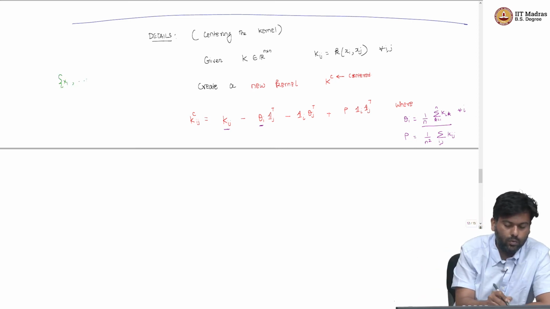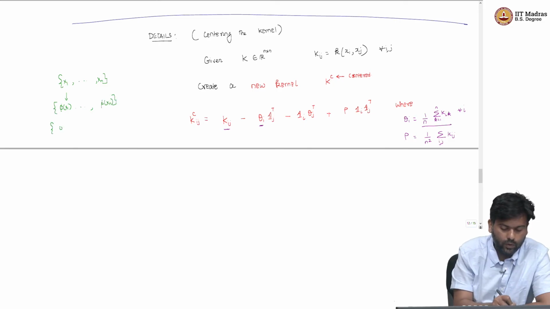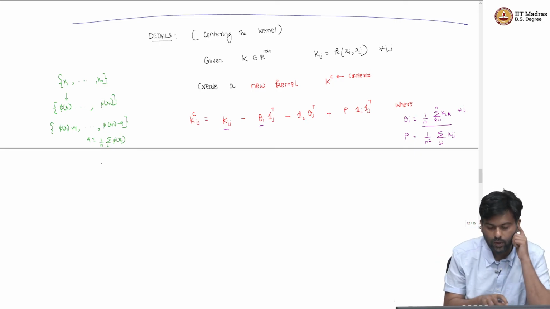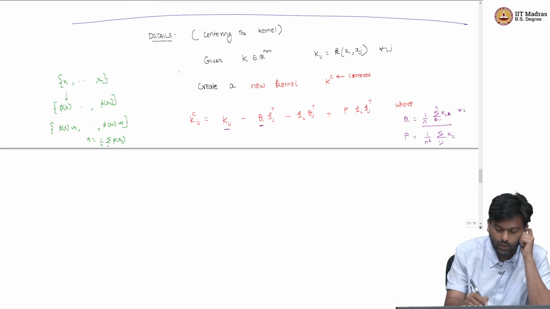So you have x1 to xn, you apply your kernel which maps them to phi of x1 to phi of xn. Then in the transformed space you compute phi of x1 minus mu, up to phi of xn minus mu, where mu is 1 by n sum over i of phi of xi. Now this is your new data point. If you take the dot product of any two data points here, that looks like phi of xi minus mu transpose phi of xj minus mu.